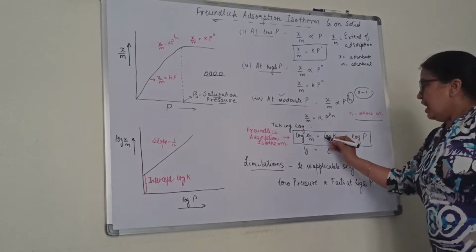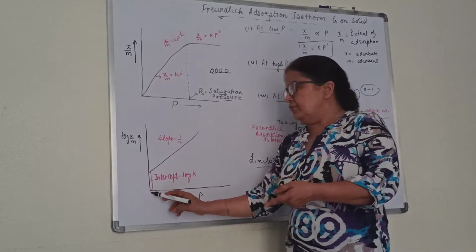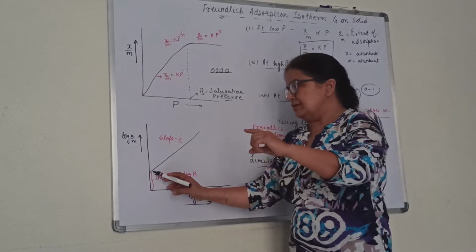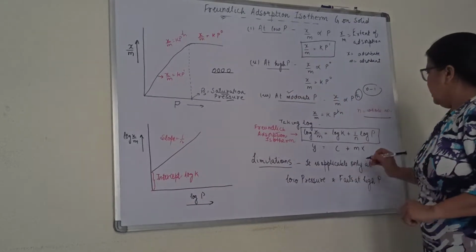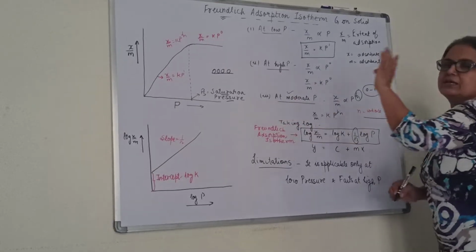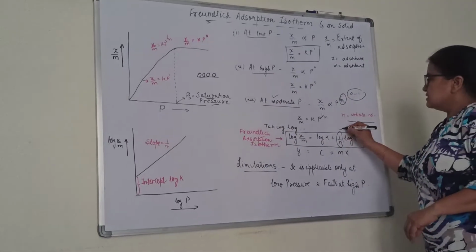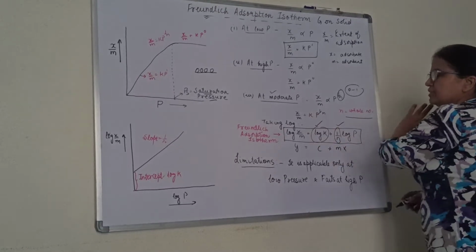Number 2, you have the intercept here. We cannot start the line from the origin. We will start slightly from above. So its intercept is log k. What you have with x is 1 by n. That 1 by n is the slope. 1 by n is the slope, log k is the intercept, and this graph we have plotted.